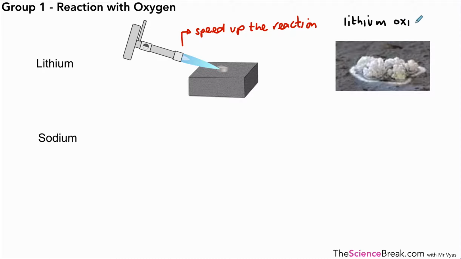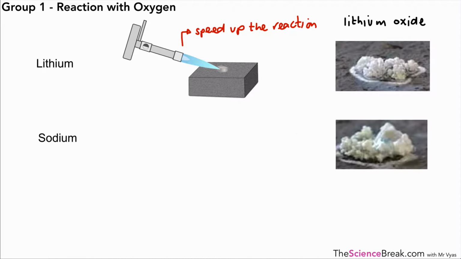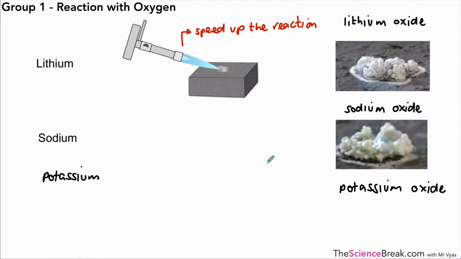Okay, so lithium oxide. You'd get a similar reaction with sodium, but it would be a stronger, faster reaction. In fact, it would almost start burning by itself when you use the Bunsen burner, and the reaction with the next metal down, potassium, is even stronger still. For that you would get potassium oxide. So sodium oxide when sodium reacts with oxygen, lithium oxide when lithium reacts with oxygen, and potassium oxide for potassium.